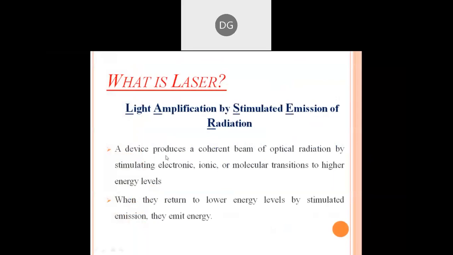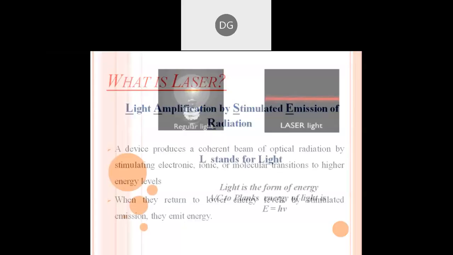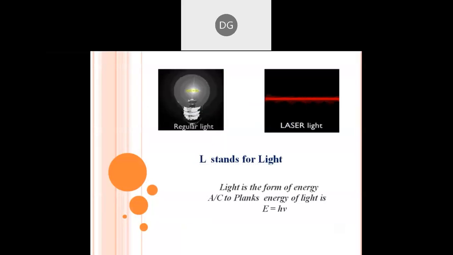So first of all, what is laser? Laser is an abbreviation for light amplification by stimulated emission of radiation. It is one form of light. A laser is a device that produces a coherent beam of optical radiation by stimulating electronic, ionic, or molecular transitions to higher energy levels. When they return to lower energy levels by stimulated emission, they emit light. This is the main process involved in laser amplification.